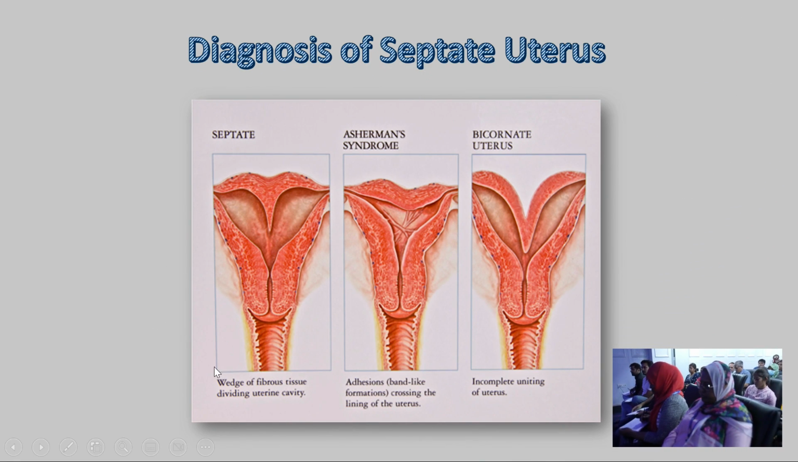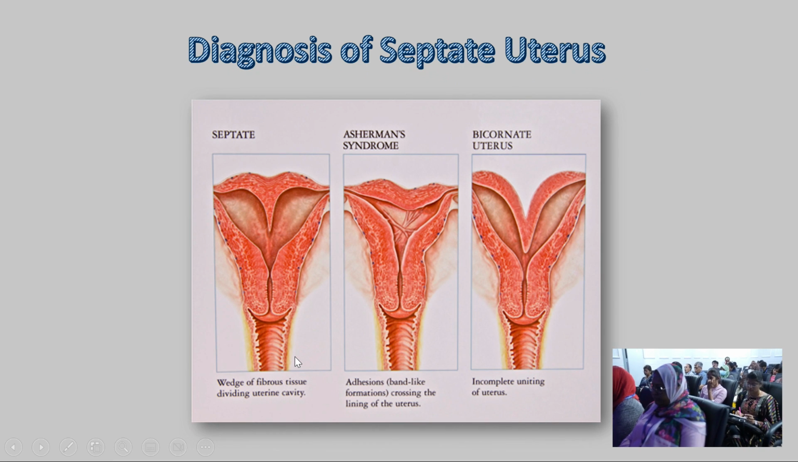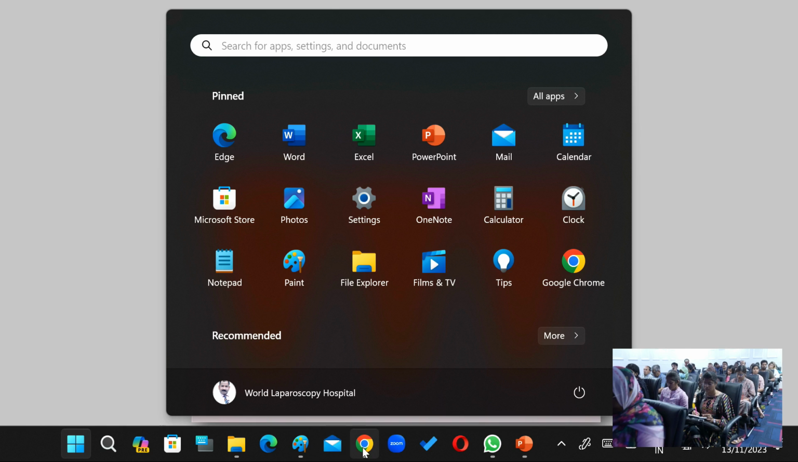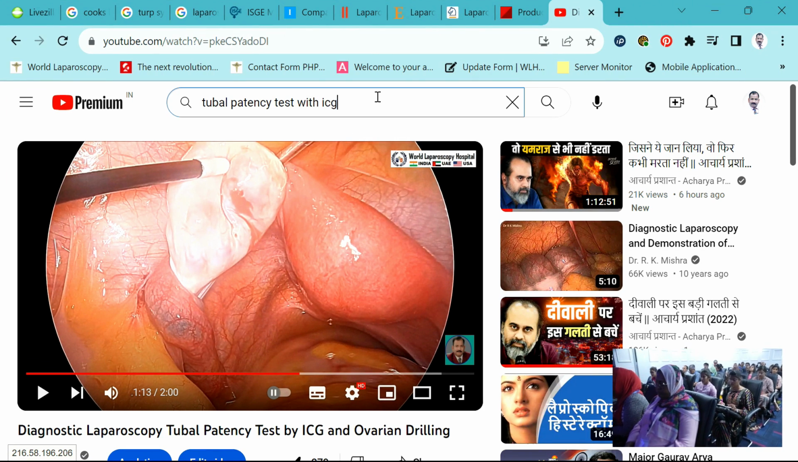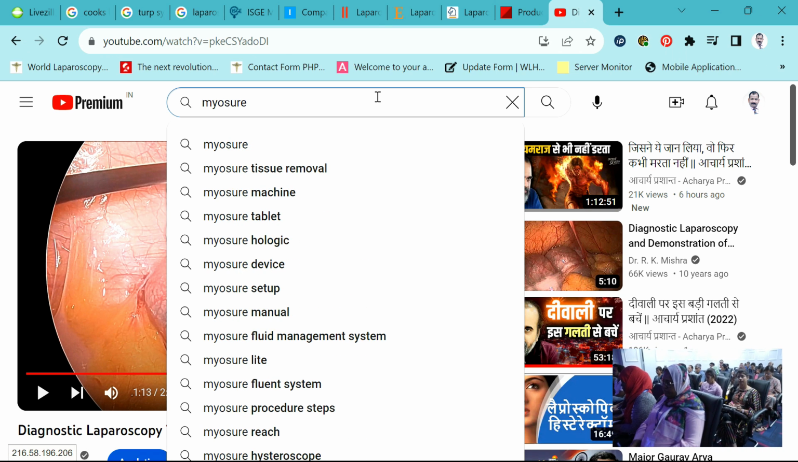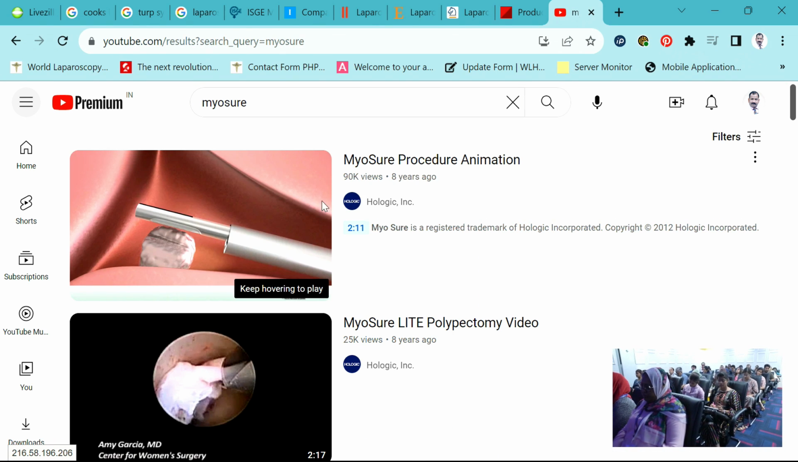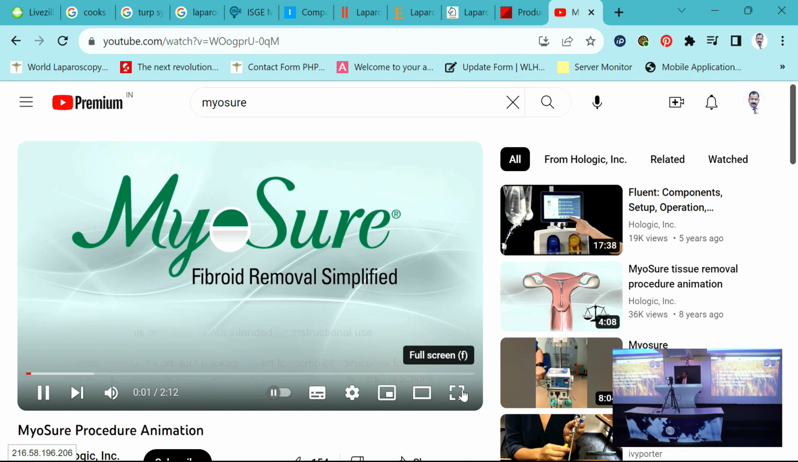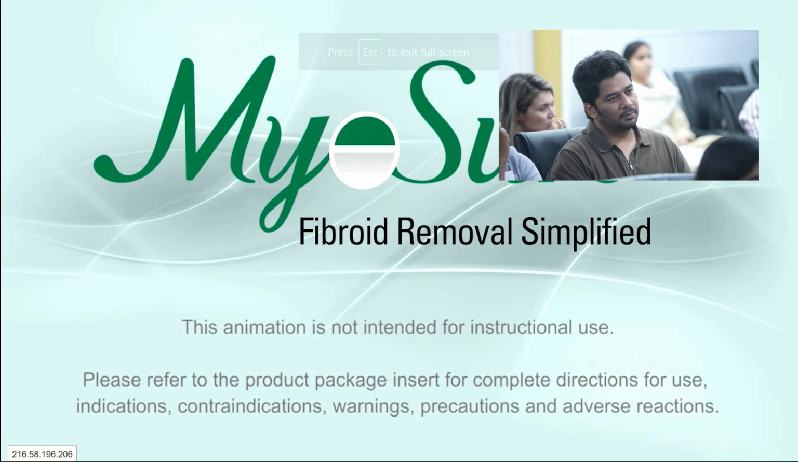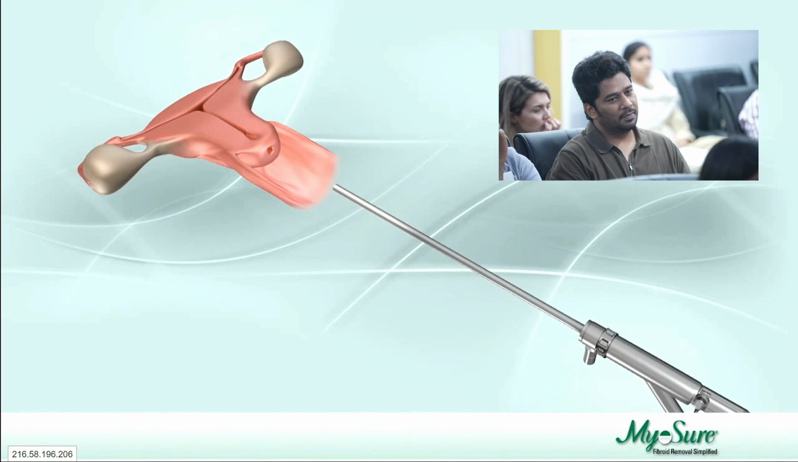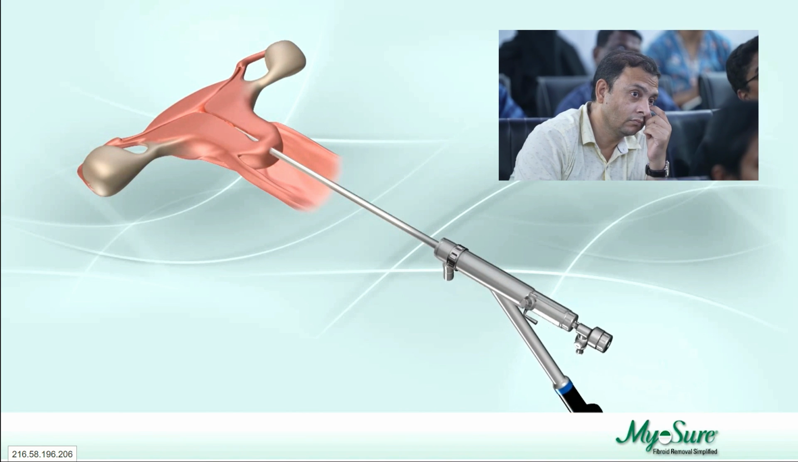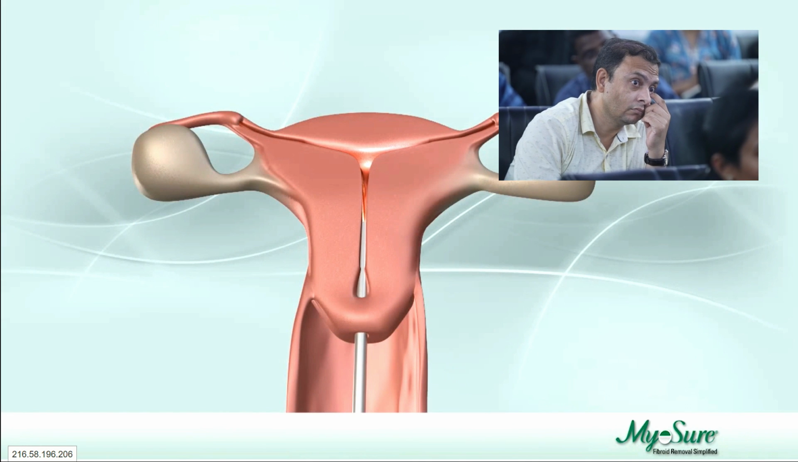Now for septate uterus, there is one more hysteroscopic generator, and I don't have a video, so I will show you here. This is called MyoSure. This is also a hysteroscopic morcelator. Of course, it is a little expensive, but you can use it. How does it work? It will enter and it will grind it like that.